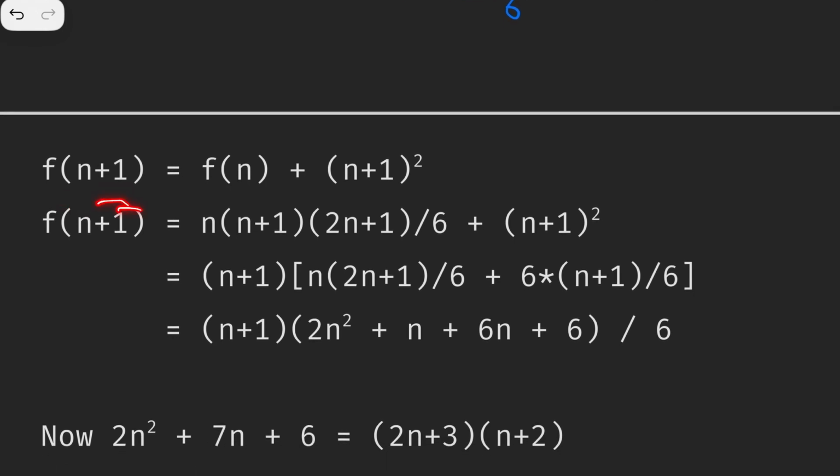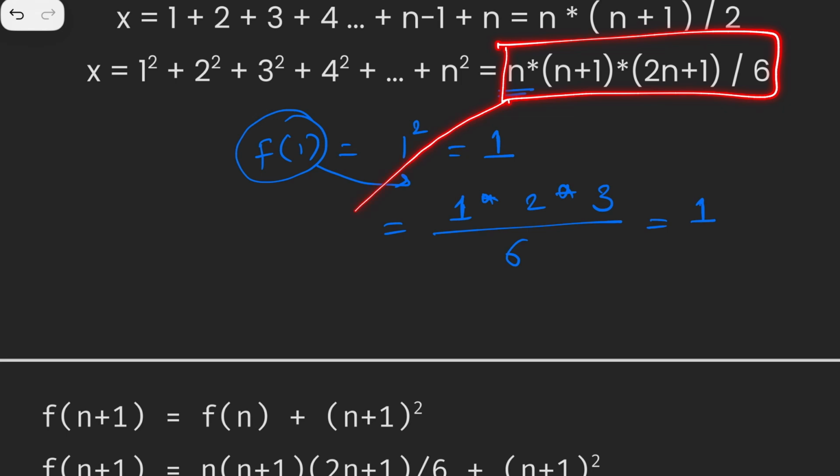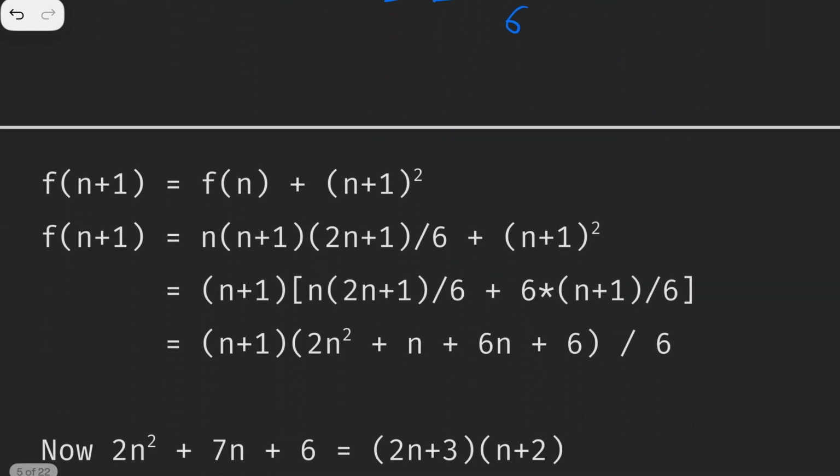So what is f of n plus 1? It is just f of n plus 1 squared, right? So let's expand this. N into n plus 1 into 2n plus 1 divided by 6. I am just writing this particular value here. And n plus 1 square will be as it is.